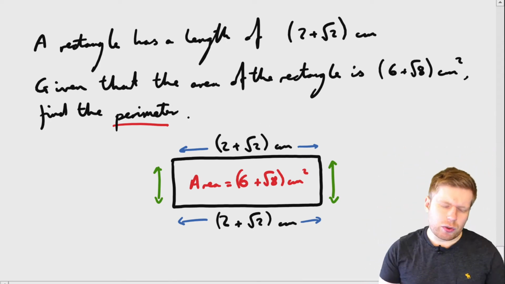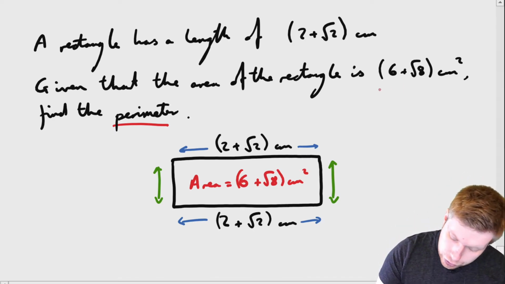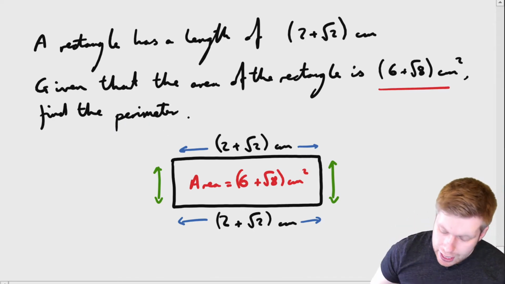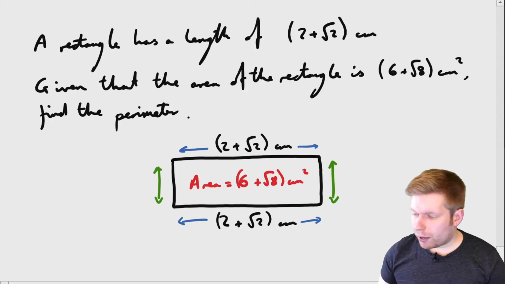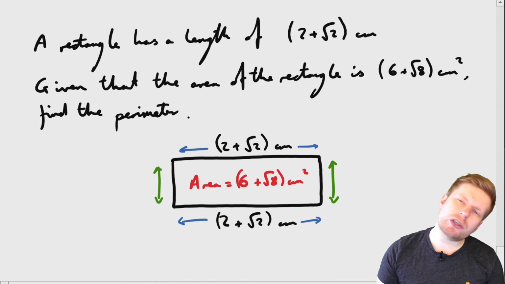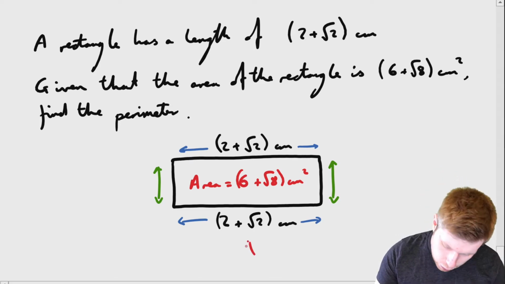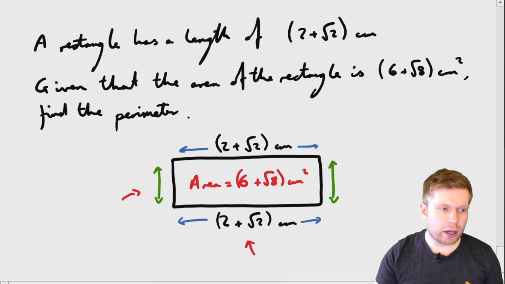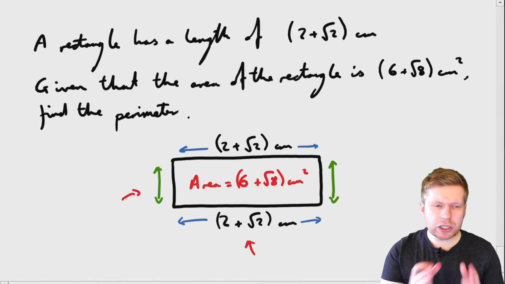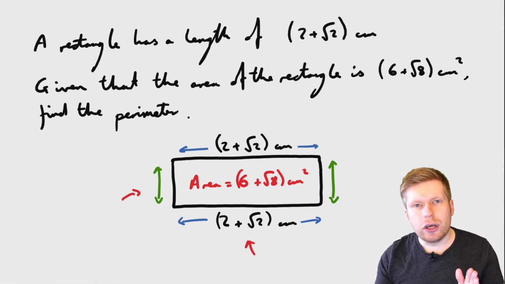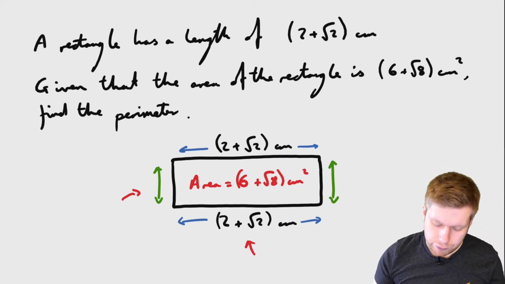So how can we do this? Well, look, we've been given some information here. We've been told that the area of the rectangle is 6 plus root 8 centimetres squared. The way to think about this is to ask yourself, if I did know all of these lengths, how would I find out the area? It's almost like we've been given the answer to the question. You then have to go back and think about how you would work that out given the relevant information.